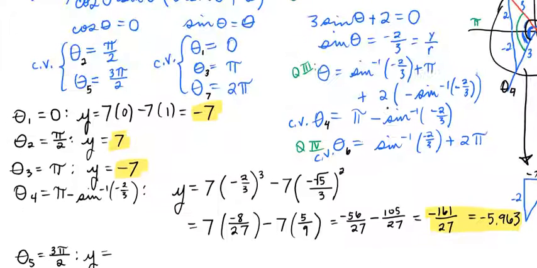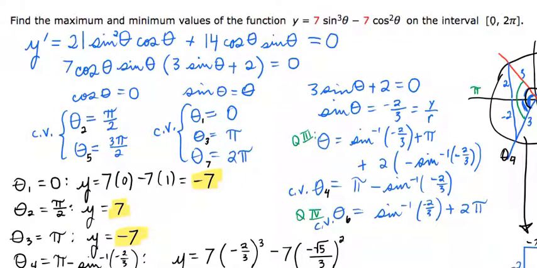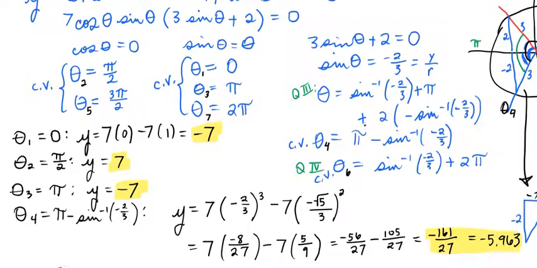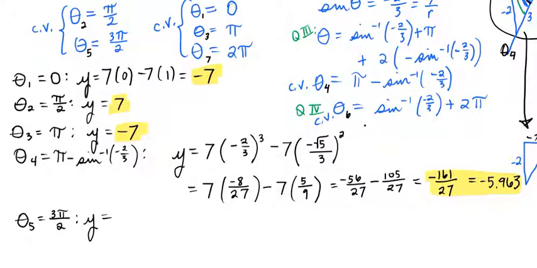And then the last one, theta 7, is 2 pi, the endpoint. And you compare all these highlighted y values, and the largest is your absolute max, and the smallest is your absolute minimum.